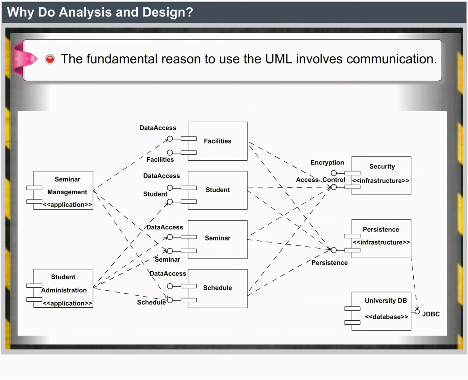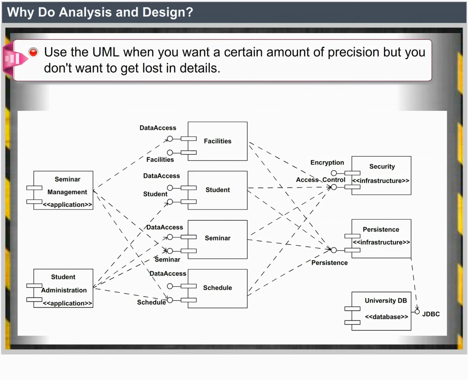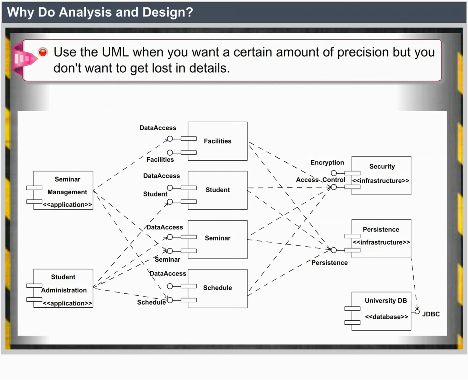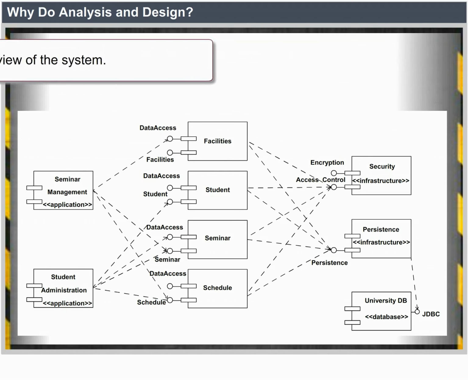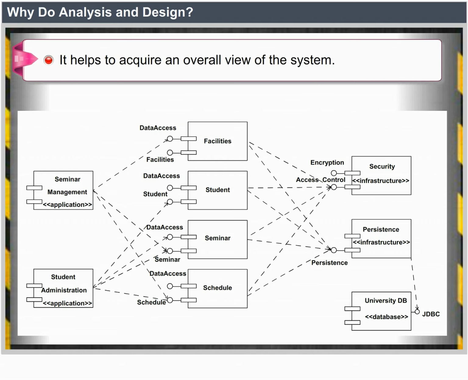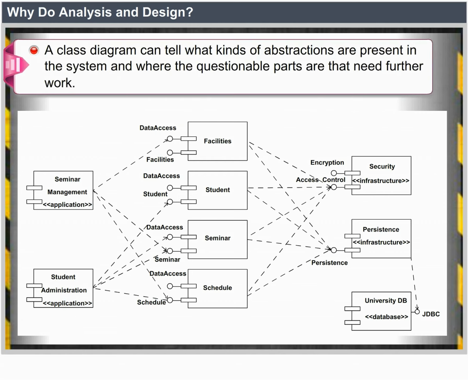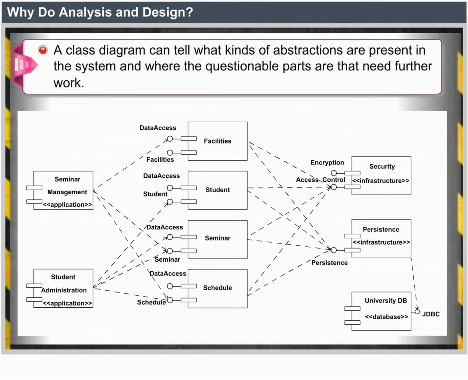Communication. The fundamental reason to use the UML involves communication. Use the UML when you want a certain amount of precision but you don't want to get lost in details. Use it to highlight important details. It helps to acquire an overall view of the system. A class diagram can tell what kinds of abstractions are present in the system and where the questionable parts need further work.